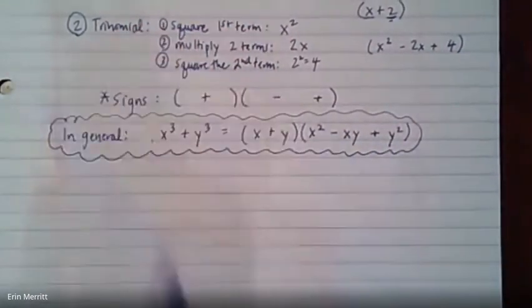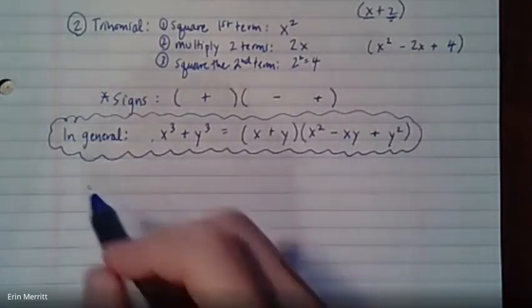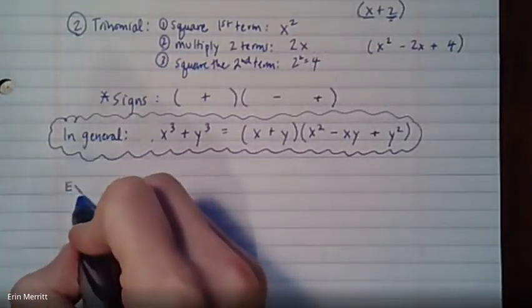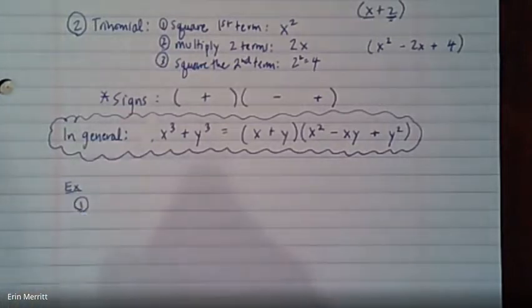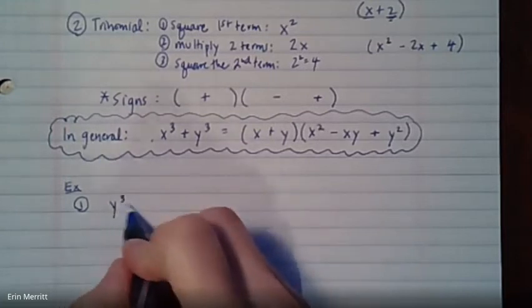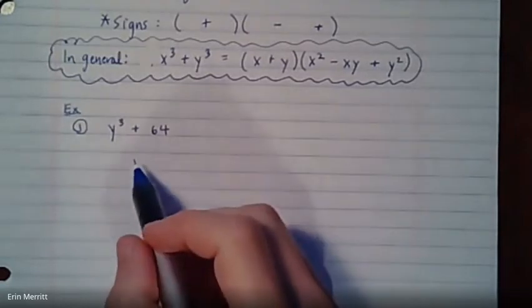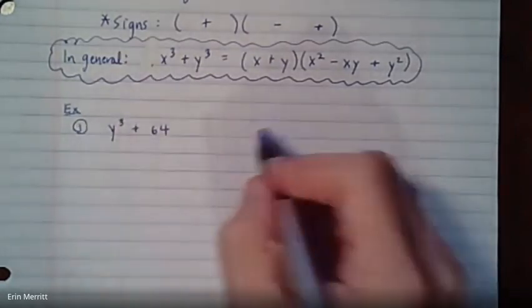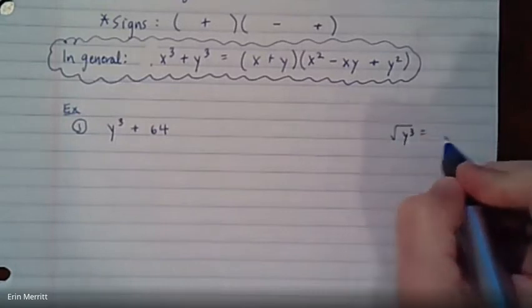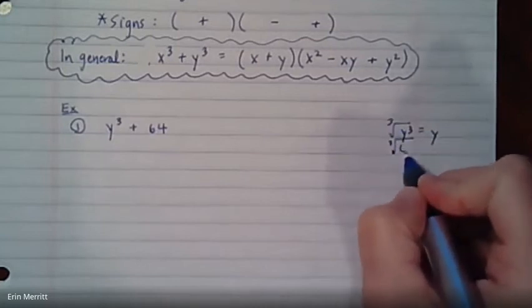What we're going to do is a little bit of practice so that we can see how this lays out. For this next one, let's give ourselves some examples. I'm going to give you y cubed plus 64. So when we do this, what I want you to think of is what's the cube root of each one. You can do it off to the side, wherever. So the cube root of y cubed is y. The cube root of 64.